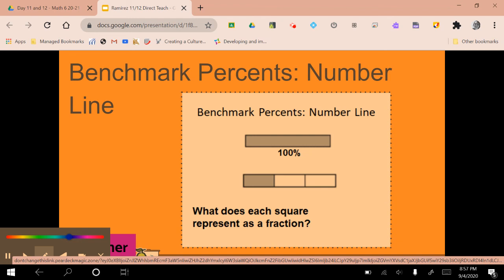Benchmark percents again. What does each square represent as a fraction? Again, we need to count how many squares we have. 1, 2, 3. Our total goes on the bottom of our fraction. Then we need to count how many we have that are shaded. 1. So that's going to go on the top of our fraction. So our fraction is 1/3.